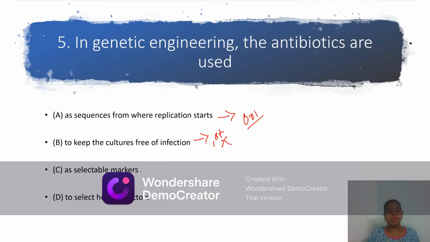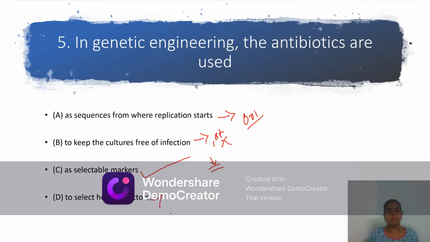And the 3rd option, as a selectable marker, of course. That is one of the requirements for a cloning vector. A selectable marker should be there. So there we are inserting. If this is the antibiotic resistance gene, here we insert our foreign DNA. Thus they function as the selectable marker. To select healthy vectors, no, there is no role of healthy vectors.